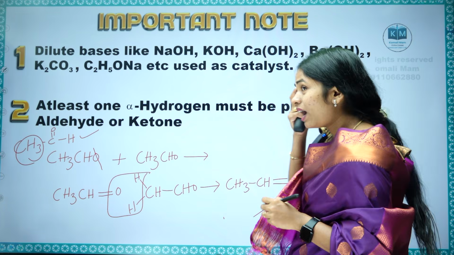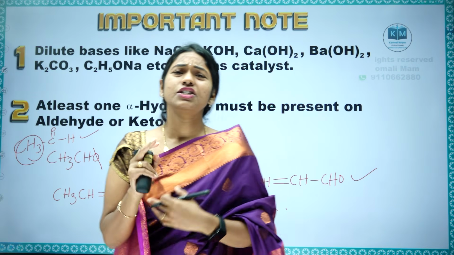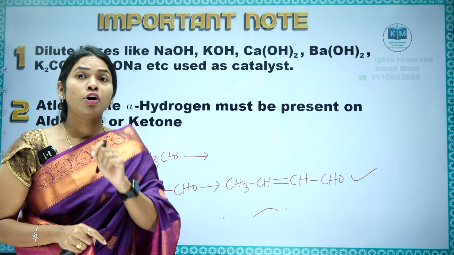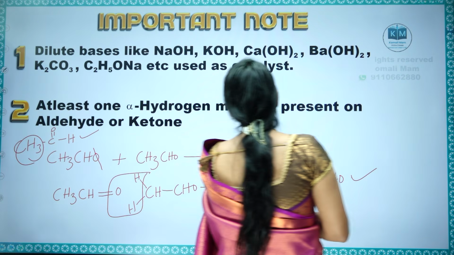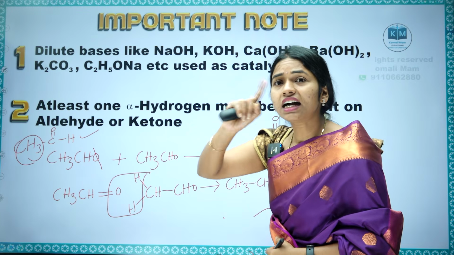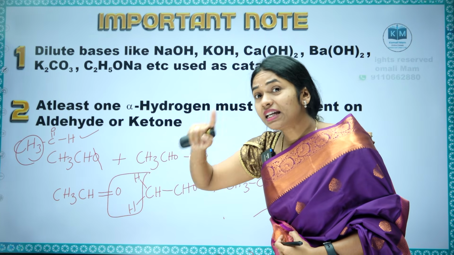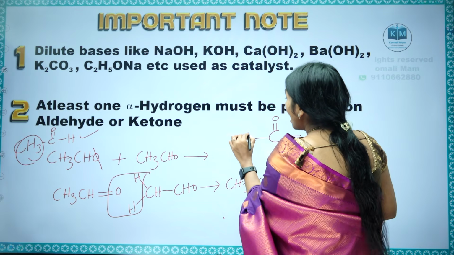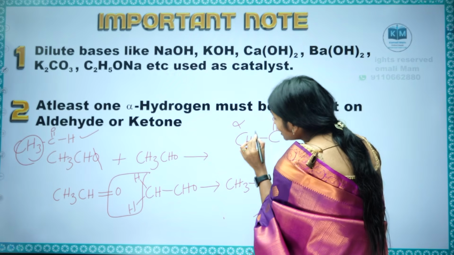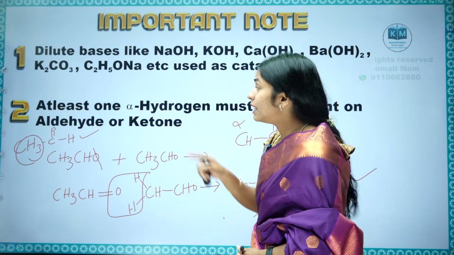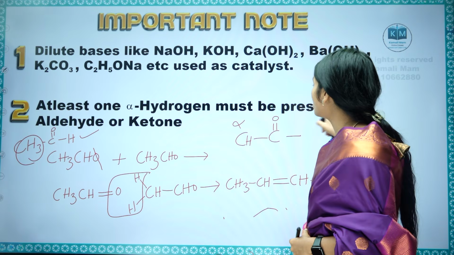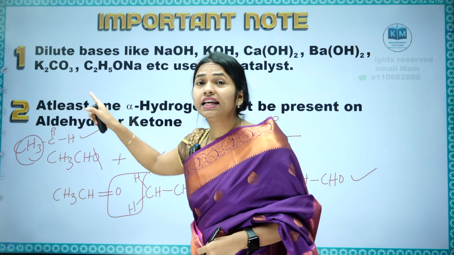Is it clear? Now, let us see, ma'am, what are the conditions for this? What are the reagents needed? The most important condition is that wherever you are taking the carbonyl carbon, whether it is aldehyde or ketone, no problem. But the next carbon, this is called the alpha carbon, should have at least 1 alpha hydrogen. That is the most important condition. At least 1 alpha hydrogen must be present on the aldehyde or ketone.